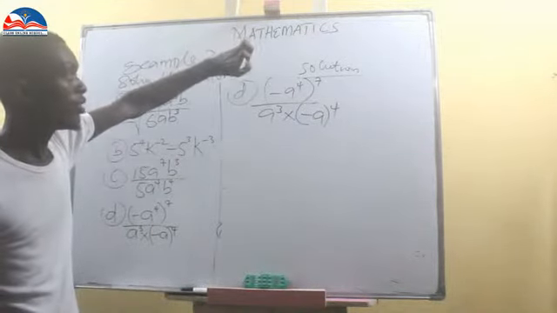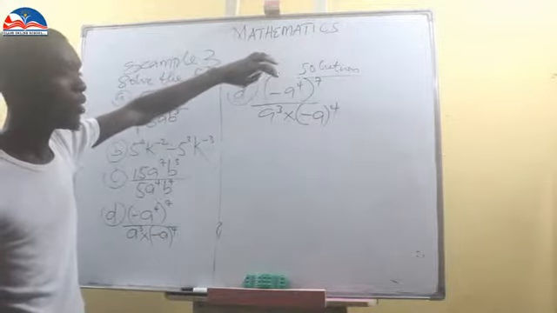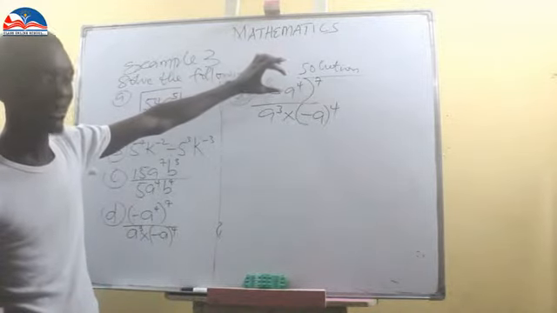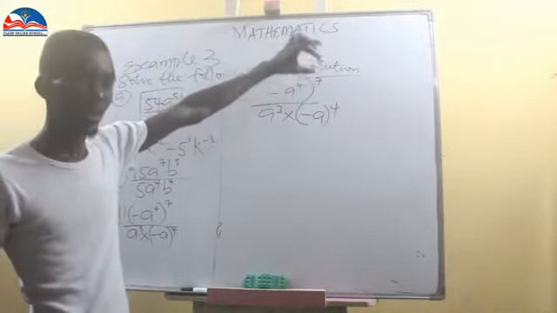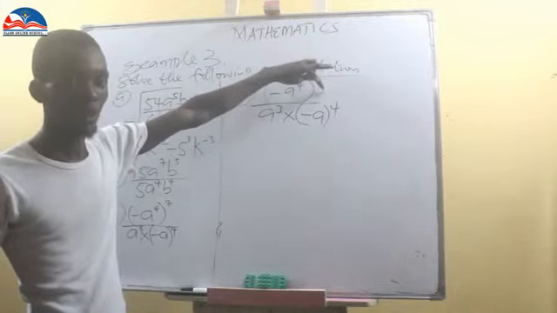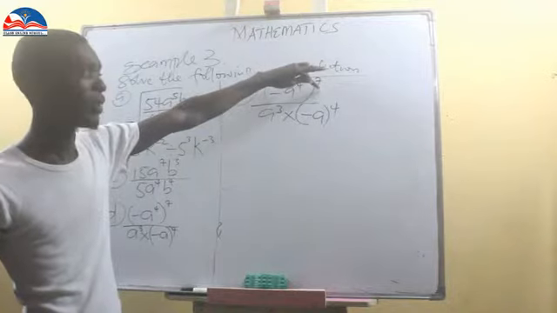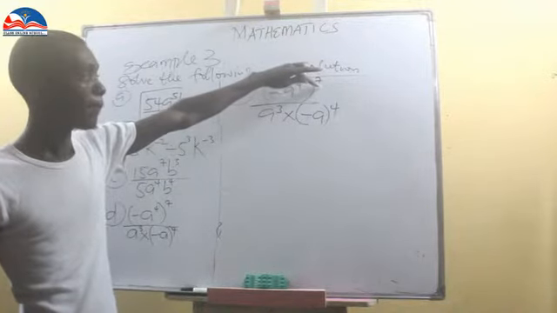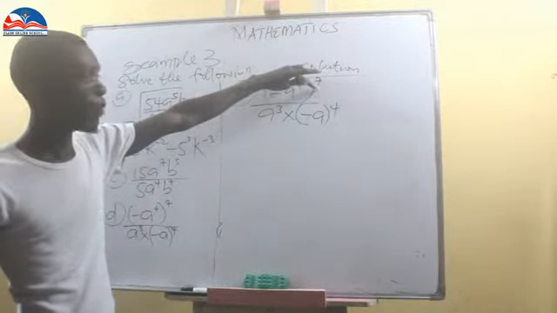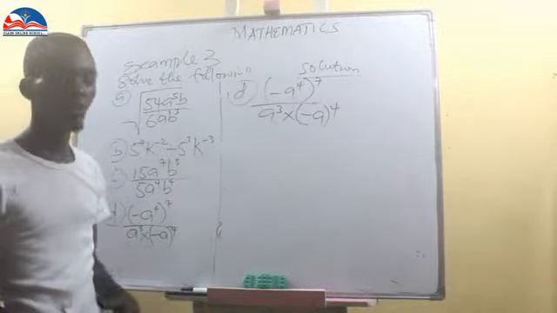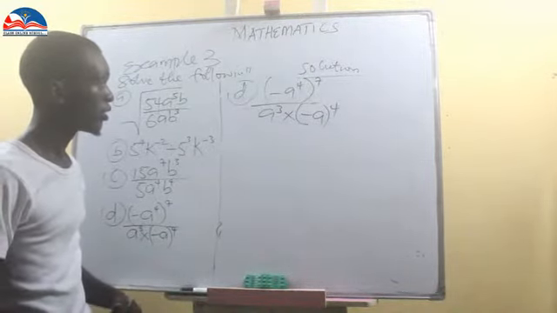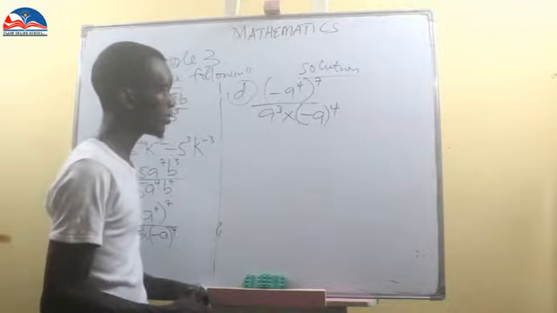now if a base is indexed in a bracket and indexed outside a bracket, so this is the third law, don't forget. If a base is indexed in a bracket and indexed outside a bracket, the law says that it should multiply the two indices. Okay, multiply the two indices.